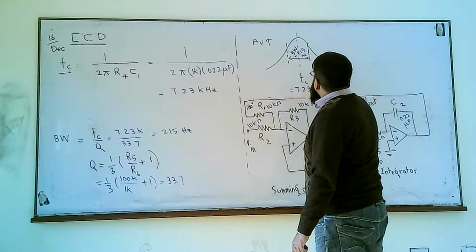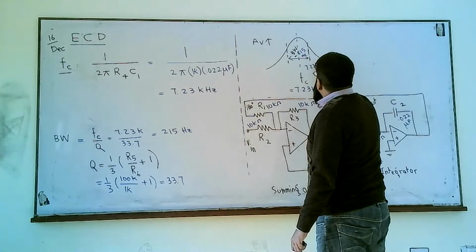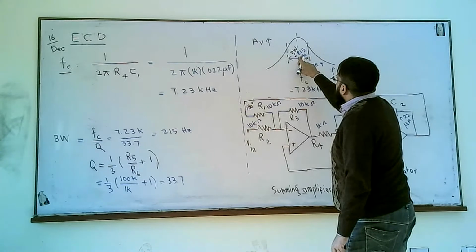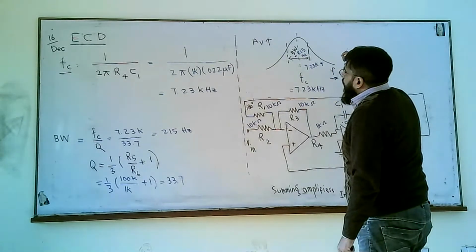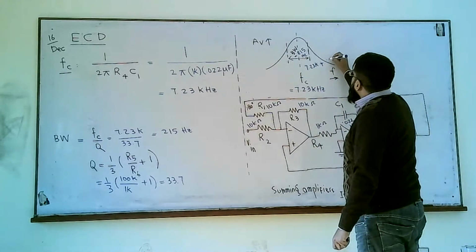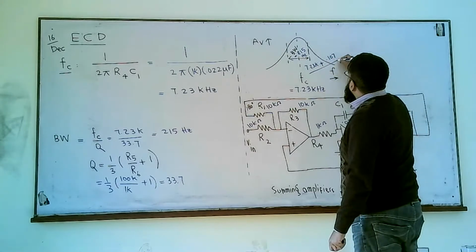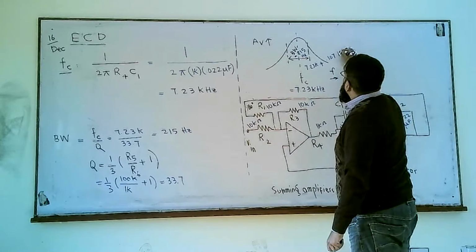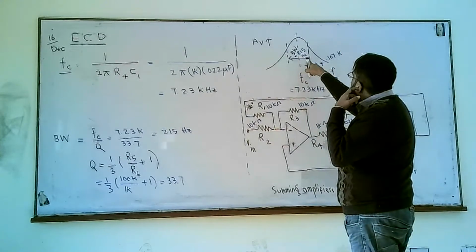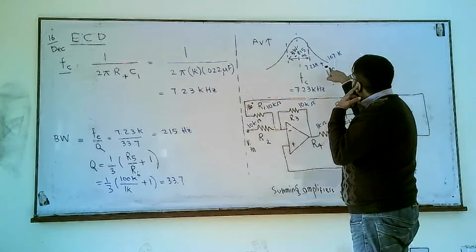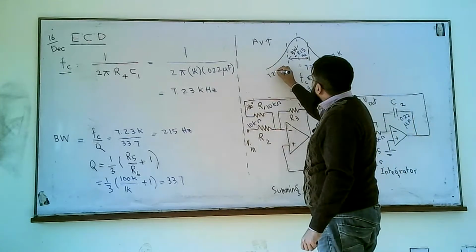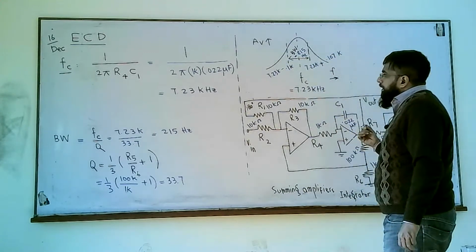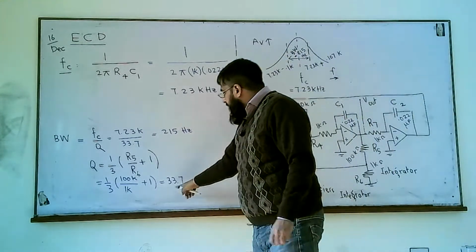This means the upper edge is 7.23K plus half of it, 0.107K, because 215 hertz is about 0.2K. So it's 0.1K, and the lower edge is 7.23K minus 0.1K. So selectivity is very large. Q is large. Q is 33.7.